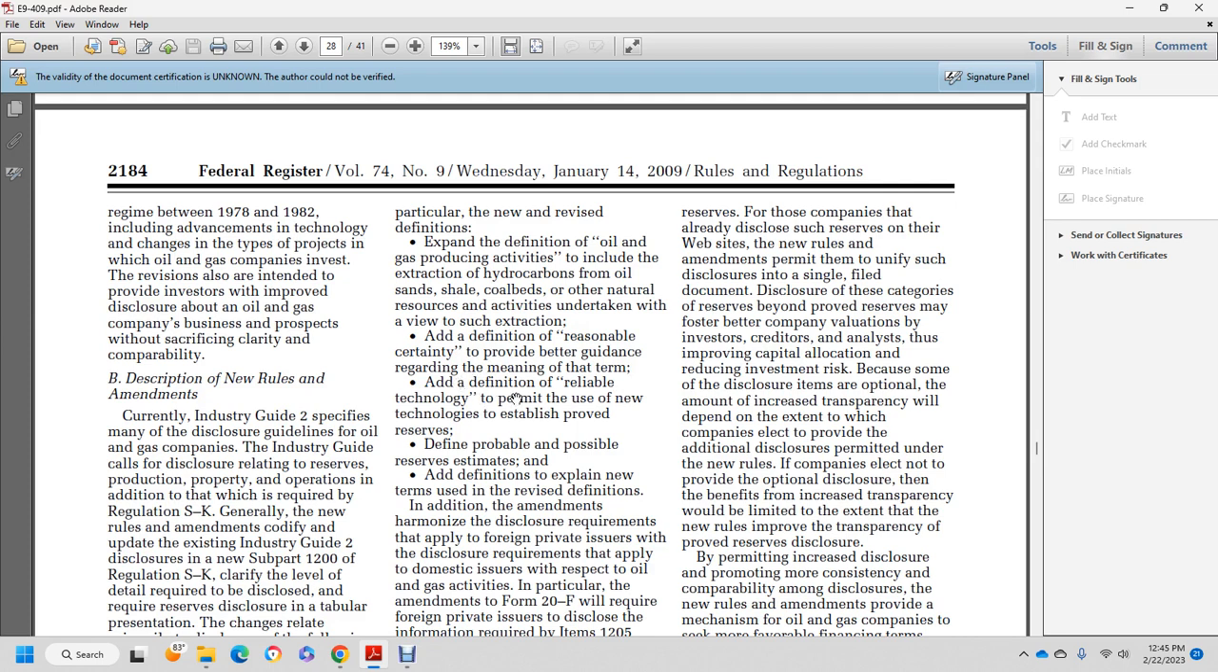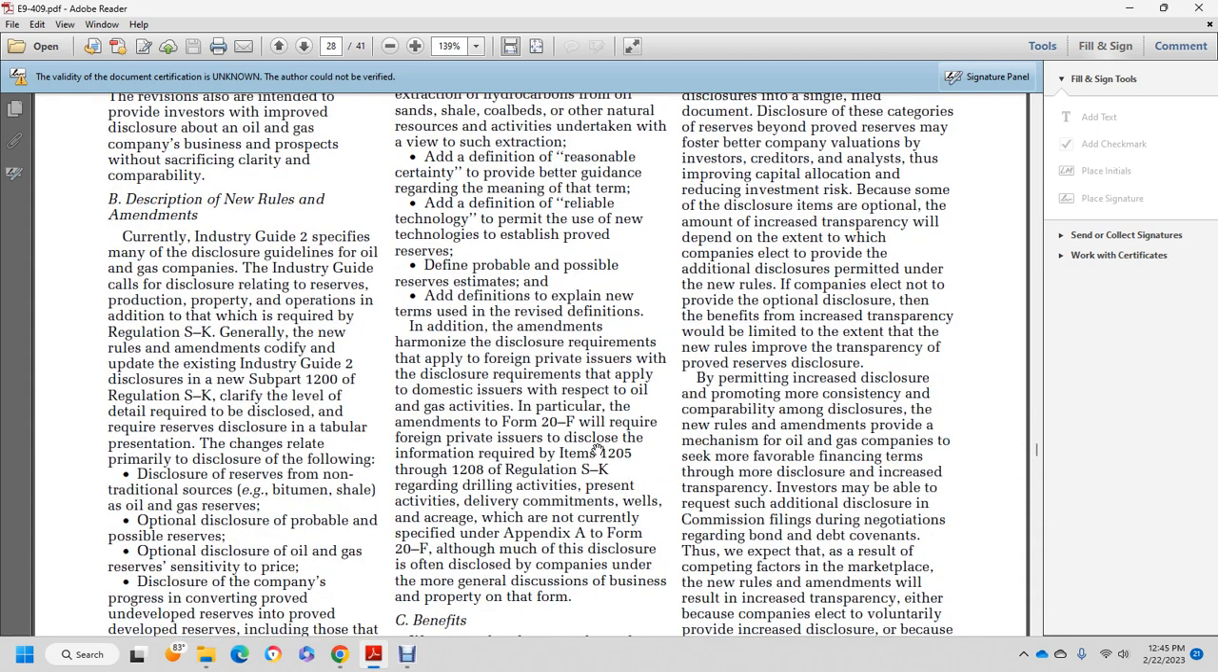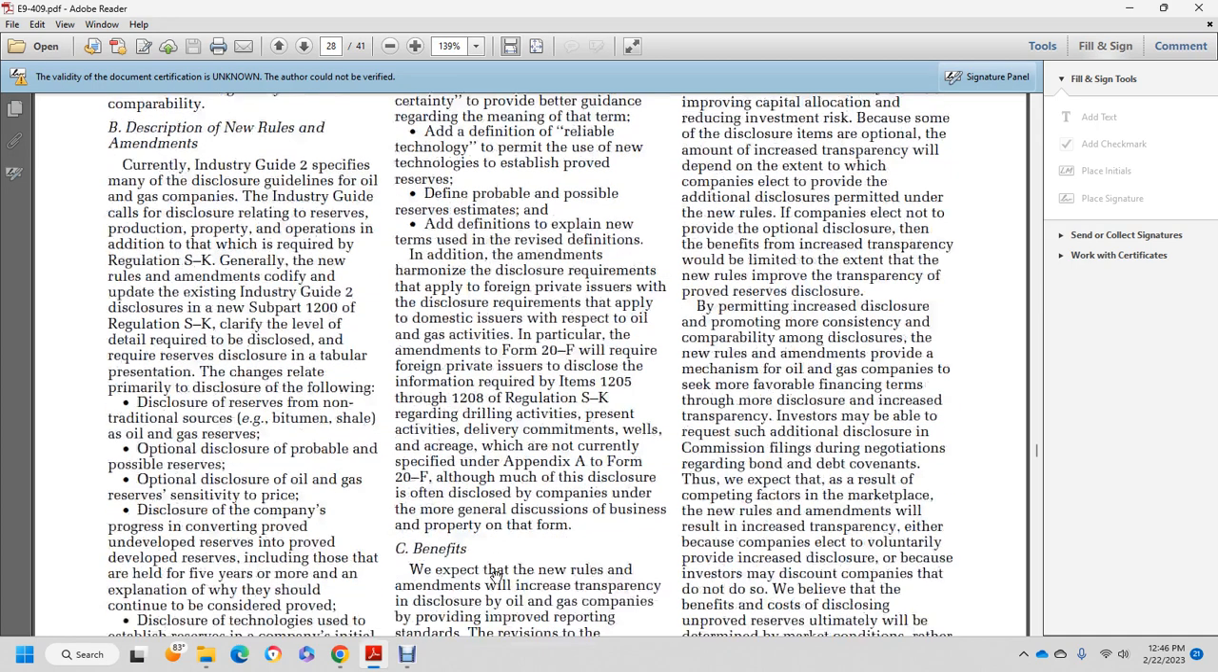They add the definition of reliable technology, which permits the use of new technology to establish proved reserves, and define probable and possible reserve estimates, with definitions explaining the terms. In addition, the amendments harmonize the disclosure requirements applying to foreign private issuers with those applying to domestic issuers with respect to oil and gas activity. A particular amendment to Form 20-F will require foreign private issuers to disclose the information required by Items 1205 through 1208 of Regulation S-K regarding drilling activity, present activity, delivery commitments, wells and acreage, which are not currently specified in Item 4 of Form 20-F, although much of the disclosure is often provided by companies in the more general discussion of business and property on that form.